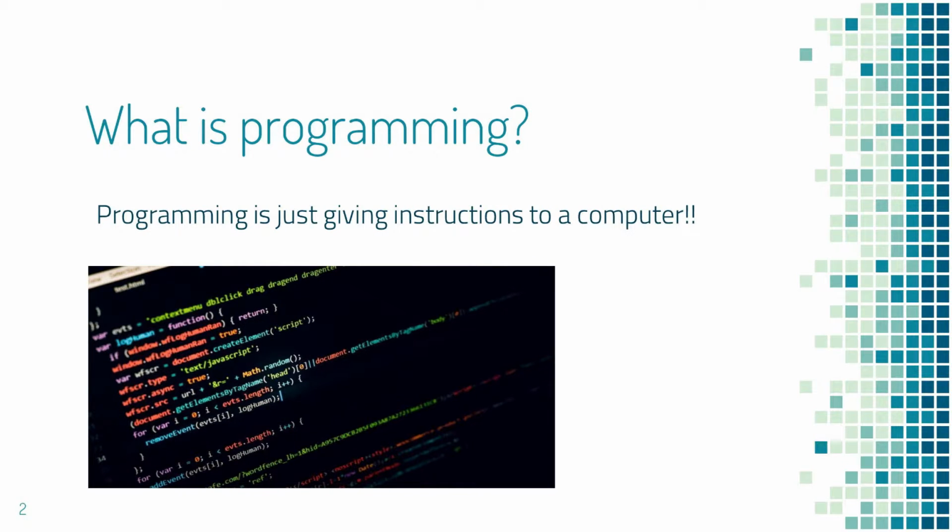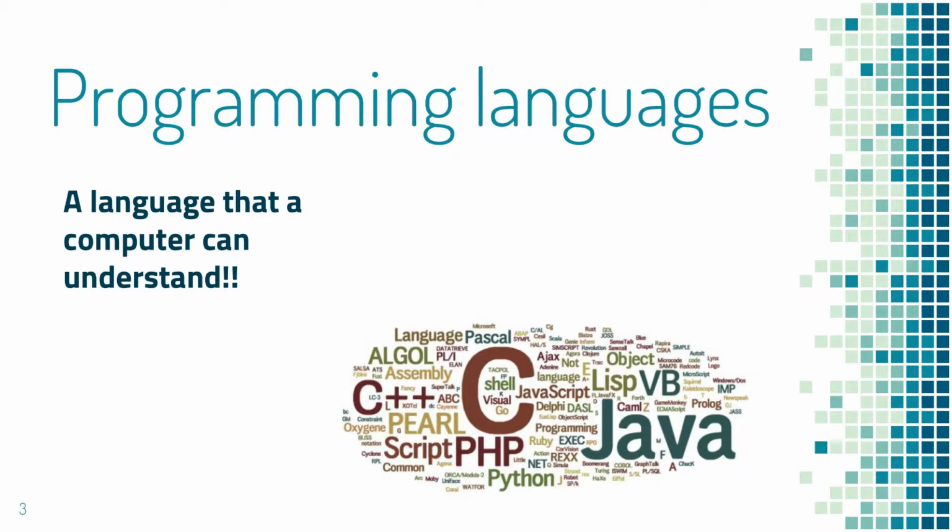So first, what even is programming? Well, programming is just the act of giving instructions to a computer in a special manner. We are basically talking to a computer and telling it what to do. So, how do we actually talk to a computer? Well, we use programming languages. These are the languages that can be used to talk to a computer and give it instructions.